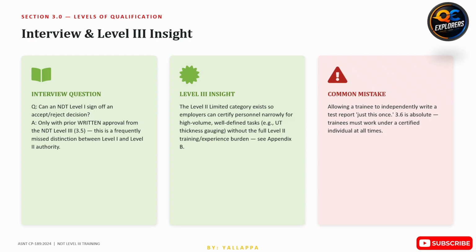A common compliance issue involves trainees performing independent inspections or signing reports. CP-189 clearly states that trainees must always work under the supervision of certified personnel and cannot independently conduct examinations or issue inspection reports. Exam tip: be familiar with the responsibilities and limitations of every qualification level. Questions comparing the authority of trainees, Level 1, Level 2, and Level 3 personnel are among the most frequently asked topics.